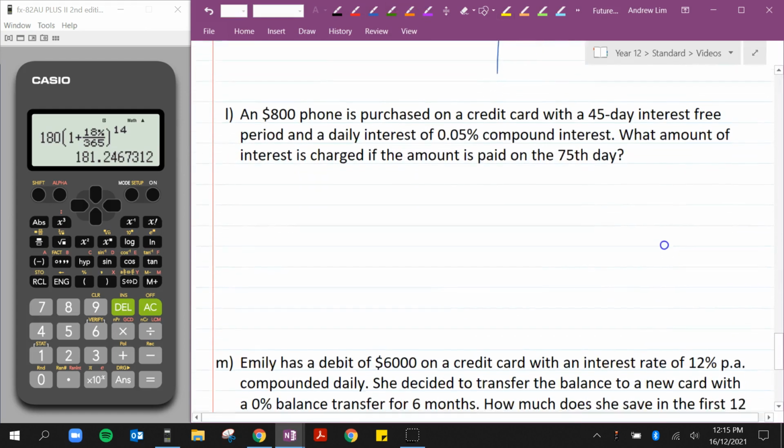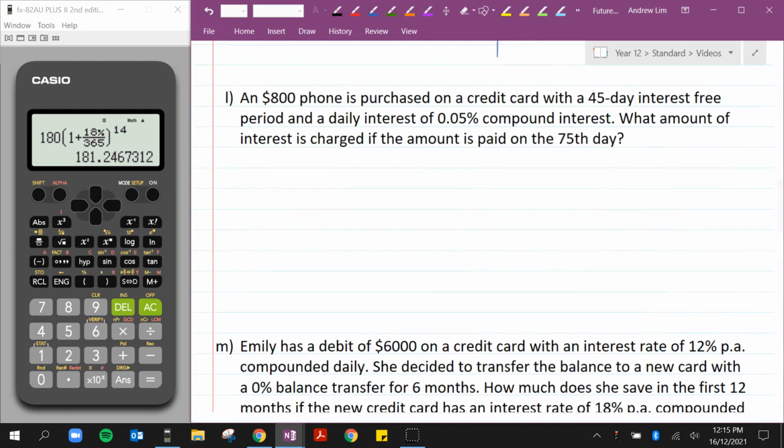Alright, question L. An $800 phone is purchased on a credit card with a 45-day interest-free period and a daily interest of 0.05% compound interest. So this is daily interest. It's already telling us per day. What amount of interest is charged if the amount is paid on the 75th day?